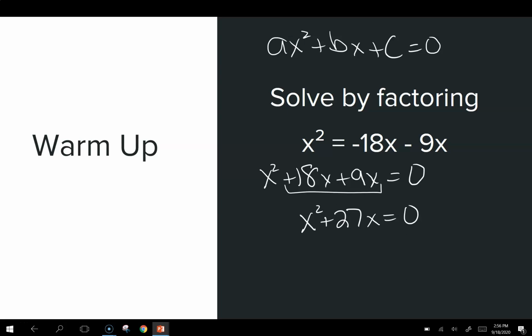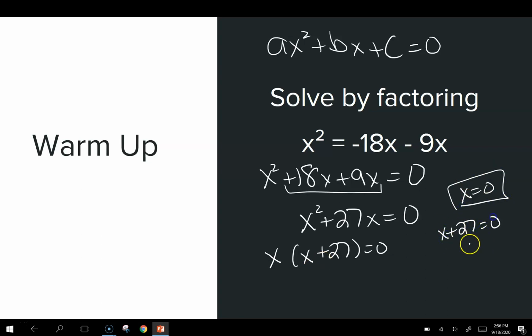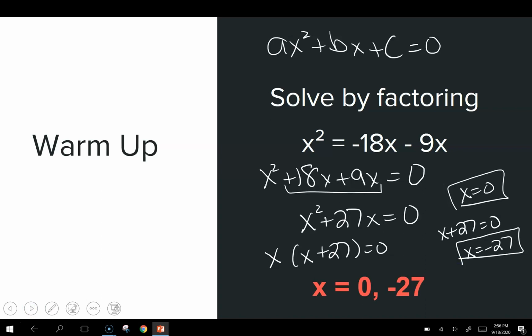I do see that they both have an x, so I'm going to take the x out. I'm left with x plus 27 equals 0. Okay, so the only factoring I really did was I factored out a GCF. I'm done. There's no more quadratic, so we're going to take each piece and make it equal to 0. So I'm going to have x equals 0. Okay, well, that part's done. And then my parentheses, x plus 27 equals 0. Subtract 27 over. And this one gives me x equals 0 and x equals negative 27.